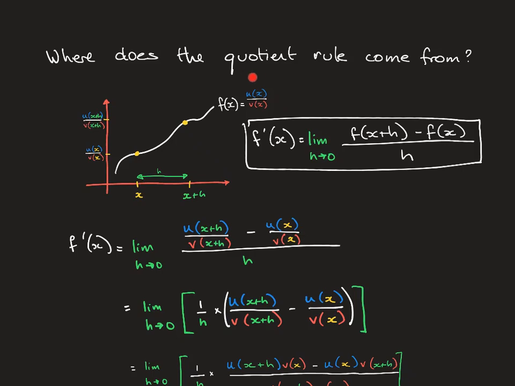So in this video I'm going to show you where the quotient rule comes from. We're going to start with a function f of x, and we're going to find the derivative of this function f of x using first principles.